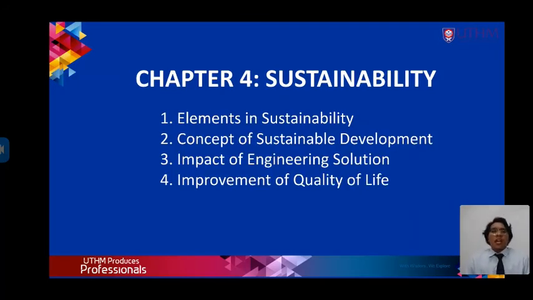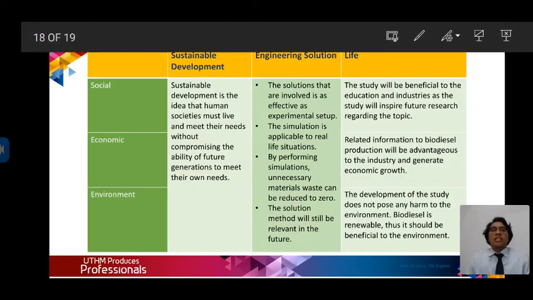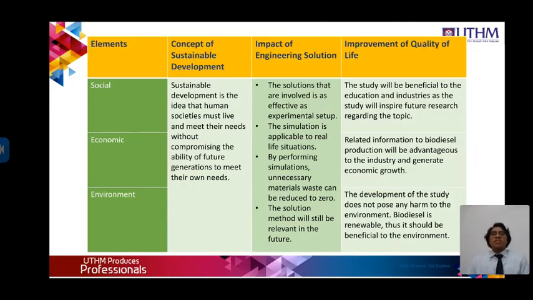Next, Sector 4, sustainability. There are three elements in sustainability, which are social, economic, and environment. The concept of sustainable development is the idea that human society must live and meet its needs without compromising the ability of future generations to meet their own needs.